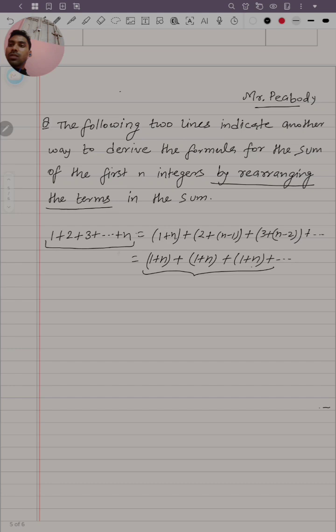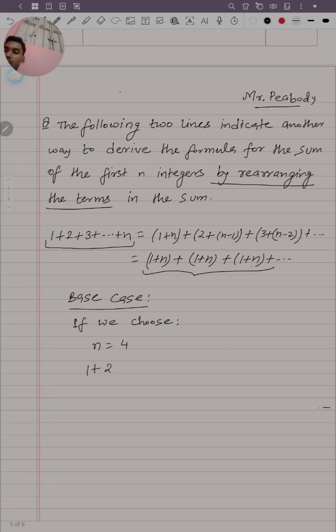So in this problem, first of all we consider whether n is even or n is odd. First of all we choose a base case. If we choose n as 4, therefore 1 plus 2 plus 3 plus 4. So how many pairs do we have? 2 pairs, 1 plus 4 and 2 plus 3, so 2 copies.